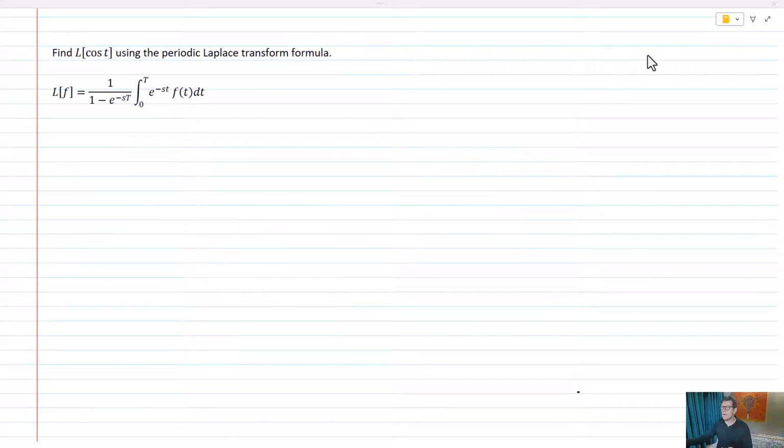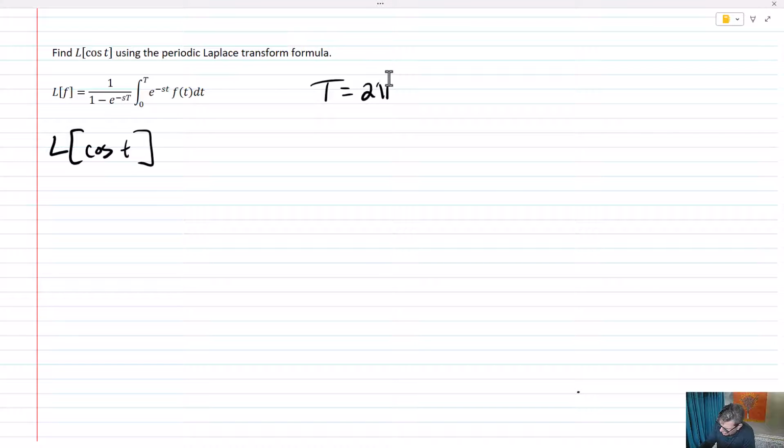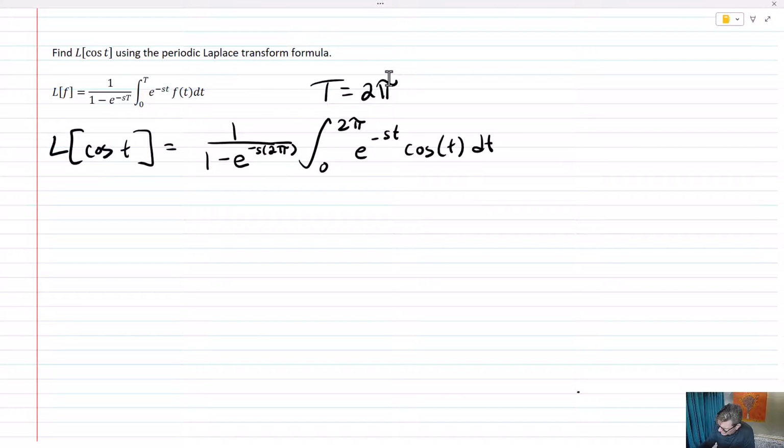So let's take a look at an example. Now let's find the Laplace transform for cosine t using this periodic Laplace transform formula. So we're going to find L of cosine of t, and we know that big T is equal to 2 pi for cosine. Now this is going to equal 1 over 1 minus e to the negative s times 2 pi, times the integral from 0 to 2 pi of e to the negative st cosine of t dt.